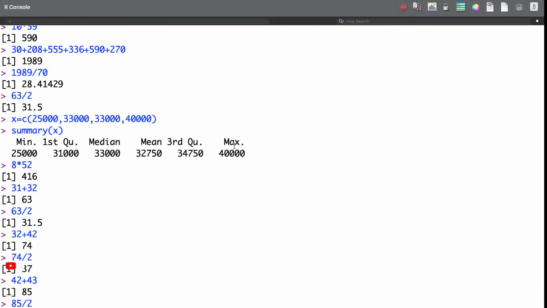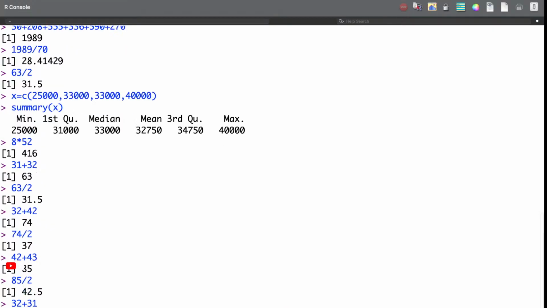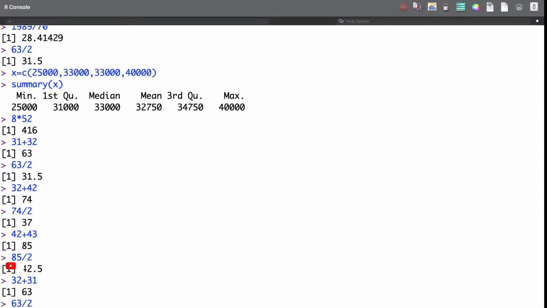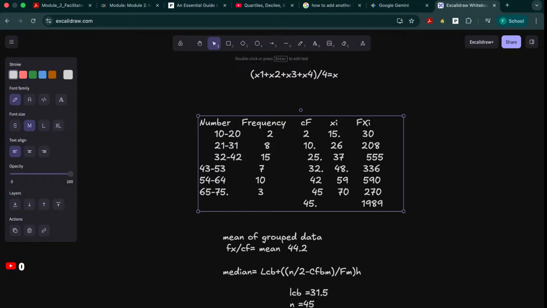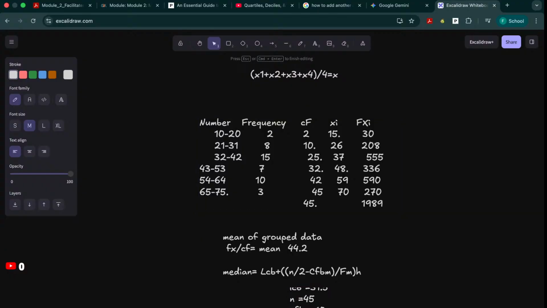Then we do the average, 32 plus 31, 63 divided by 2, 31.5. Then we do 42.5 minus 31.5. You get 11. 11 is the class boundary. So we could come and write here, H is 11.